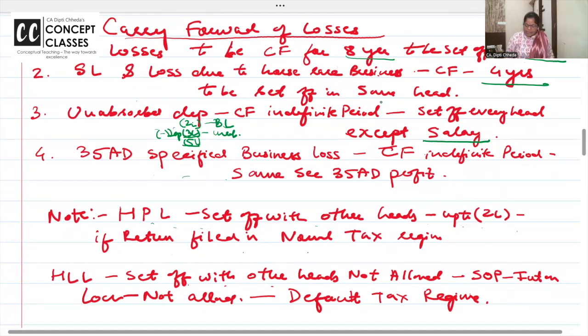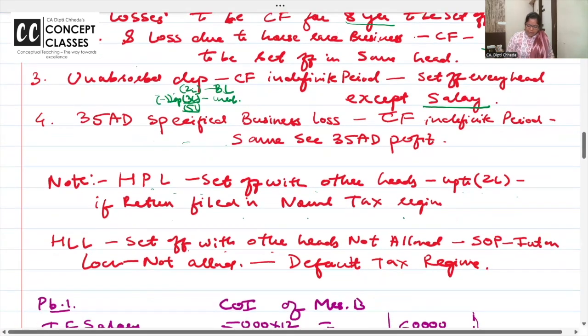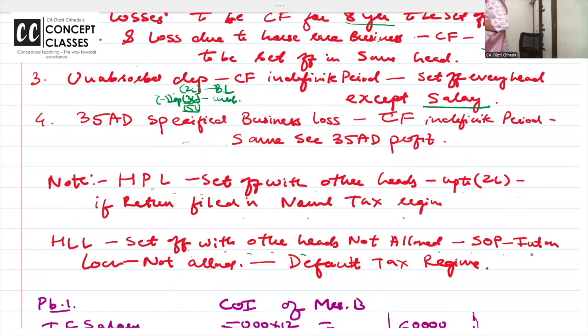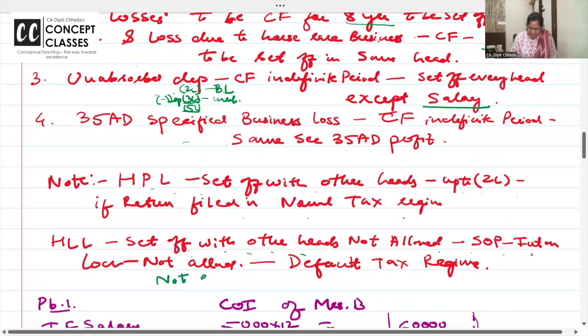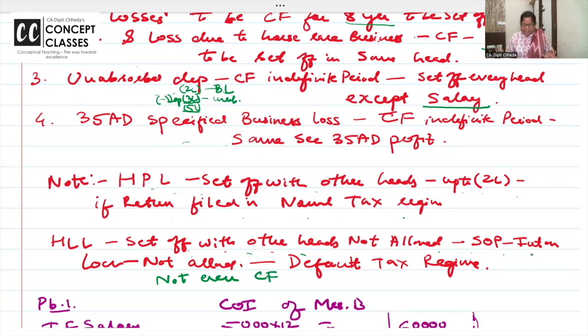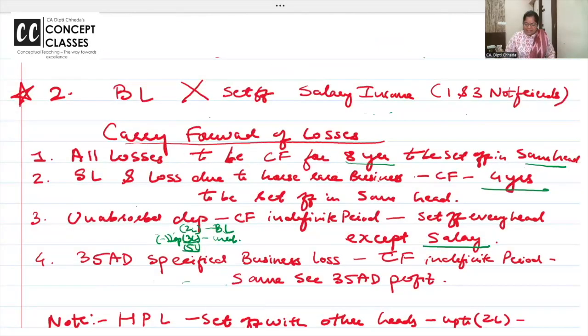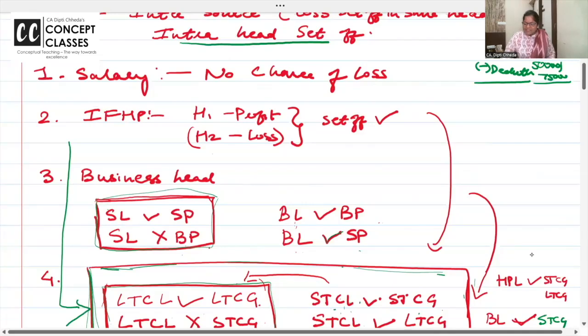Now, house property loss set off with other heads up to 2 lakh if return filed, that too in the normal tax regime. House property loss set off with other heads not allowed. Self-occupied interest also, it is not allowed. In the default tax regime, neither can you set off house property loss with other heads nor can you carry forward. Add one more thing in this: not even carried forward, that is also not allowed. Okay? So here we complete the 1.5 page gist notes.